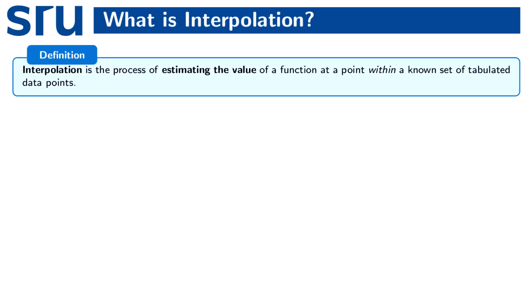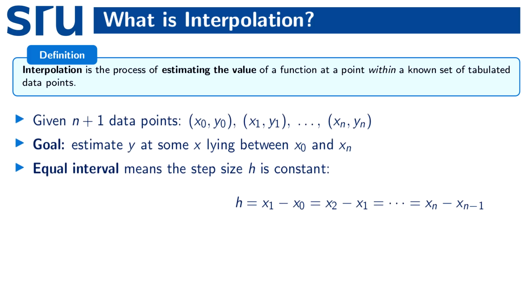In this slide, we are introducing the concept of interpolation. First, let us understand the definition. Interpolation is the process of estimating the value of a function at a point within a known set of tabular data points. This means that we already have some known values of a function and we are trying to find the value at a point that lies in between those known values.